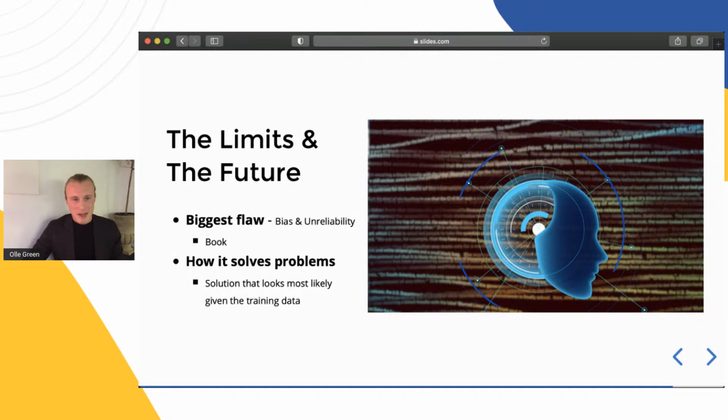Now, with limited time, I want to talk for the remainder about some limitations to this and also the future. Because what is the biggest flaw with GPT-3? Well, from what I've seen from experience here, and a few other Google data scientists that have been talking about this, it's basically the bias and unreliability of the output.